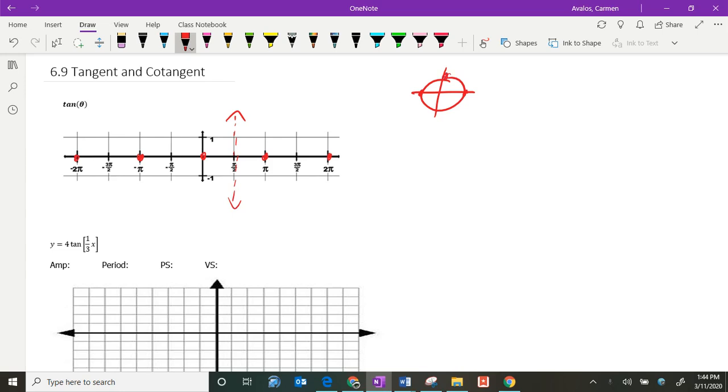And then if I know 90 or pi over 2, I also know 3 pi over 2. So that's an asymptote. This is an asymptote. And this is an asymptote. So that's what you look at by looking at the unit circle. And then that's not enough information.